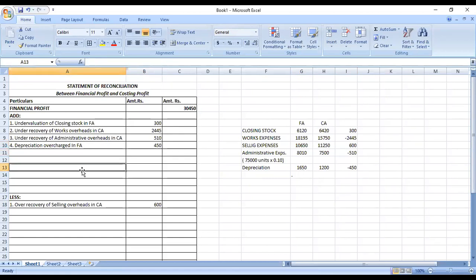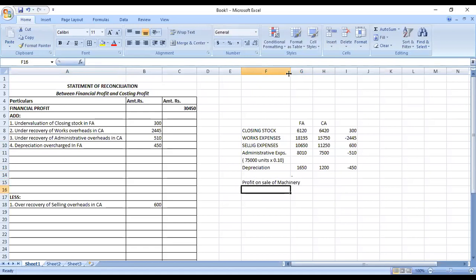Sales, there is no change at all. And there is one more item called profit on sale of machinery. Where have you taken profit on sale of machinery? It is taken in financial accounting, right? Have you taken it in costing, students? No, it is not taken. Profit on sale of machinery is a profit, an income.